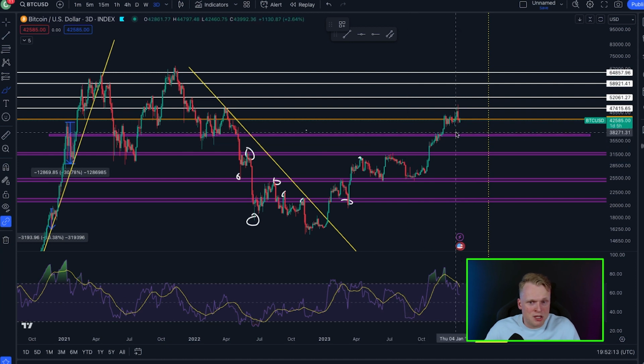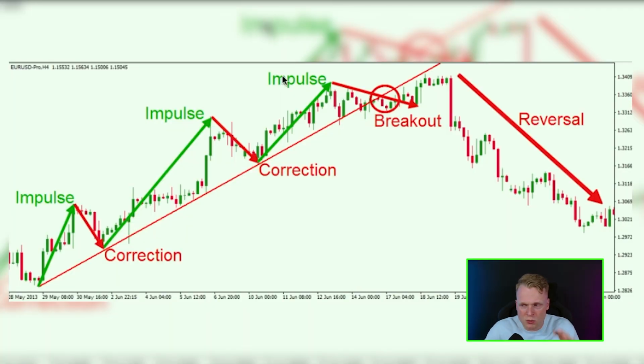So my expectation, but maybe I'm wrong, is that we retest this 37K level because it makes sense. It makes sense in all the history of Bitcoin to make a correction. It is normal, and that's what you need to keep in mind.